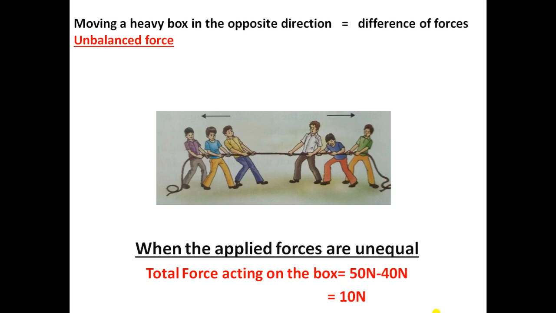Because the forces are unequal, such forces are called unbalanced forces, right? And what we can conclude from this picture is that when two unequal forces act in opposite directions on an object, the resultant force is the difference between the two forces, and it moves the object in the direction of the larger force. Just like the team which is stronger can pull the weaker team. So such forces are called unbalanced forces.